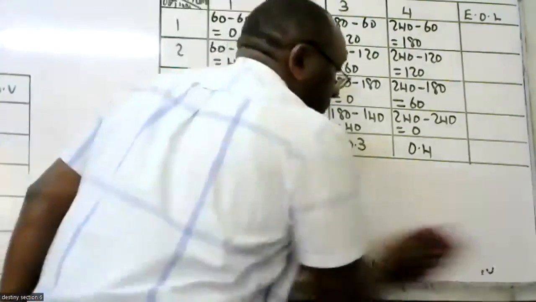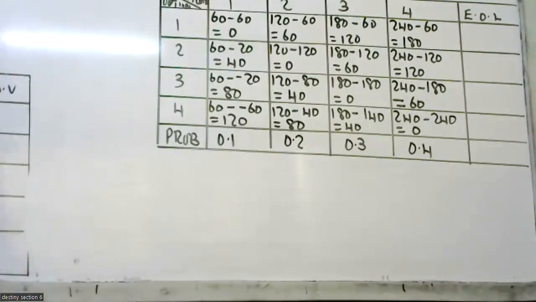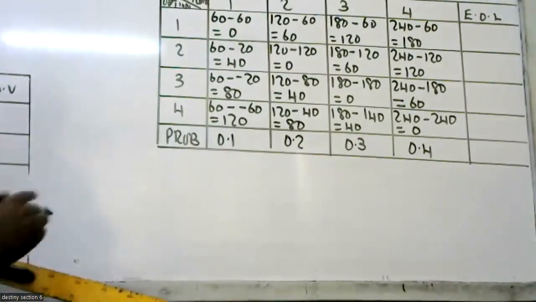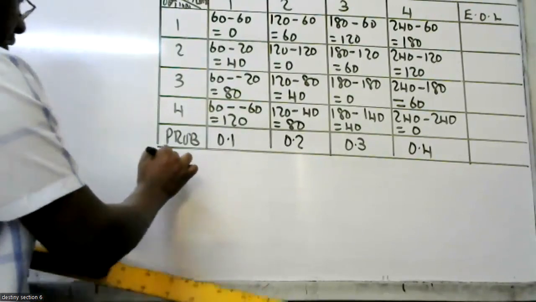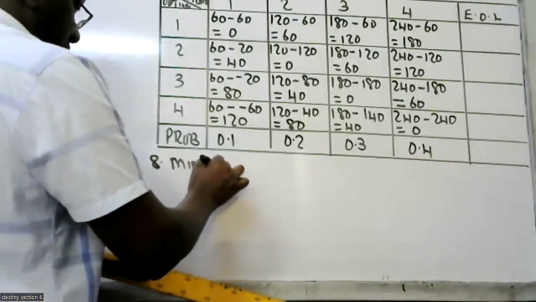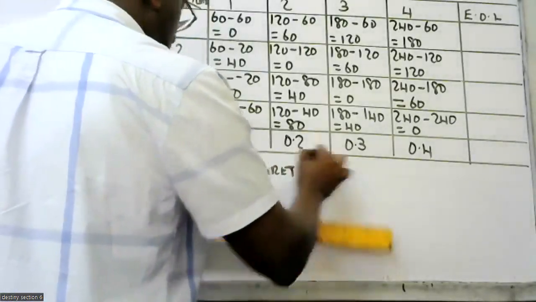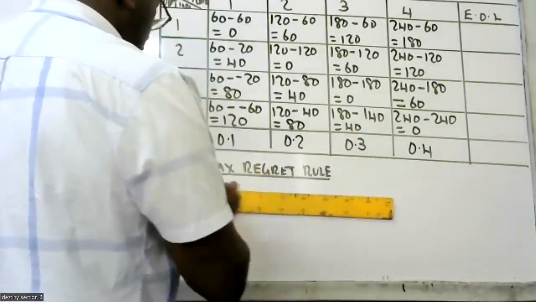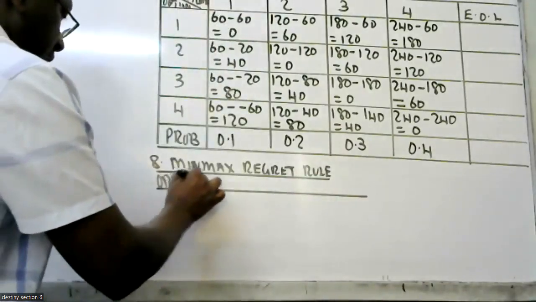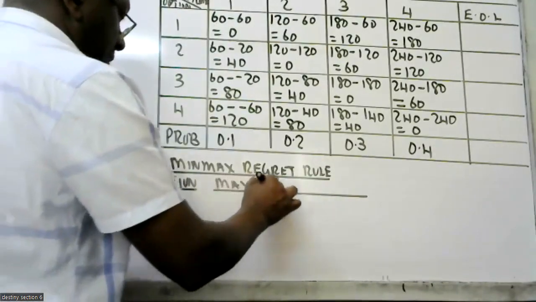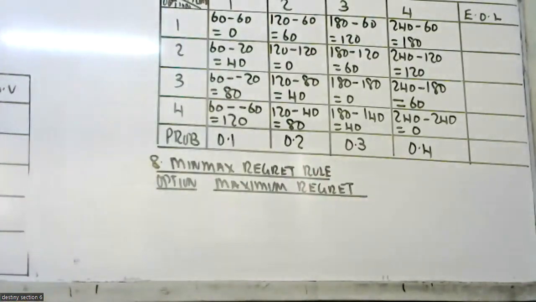The next rule, rule number eight, is called minimax regret. So in the minimax regret, you have the option here, and then you have the maximum regret.